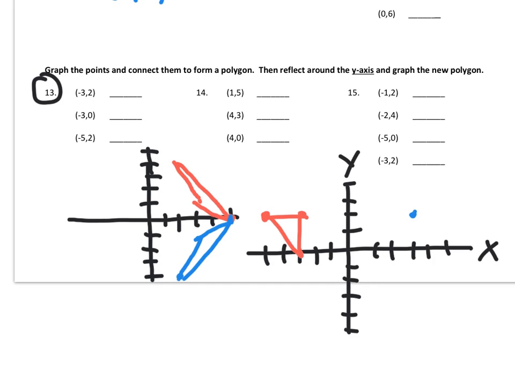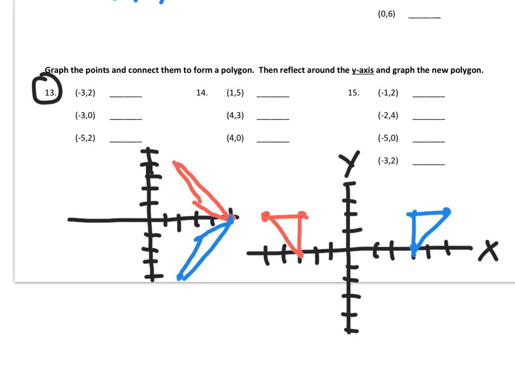-3, 0 is also 3 units away from the y-axis, so we need to put it 3 units away from the y-axis on this side. And finally, -5, 2 is 5 units away from the y-axis, so we need to put that one 5 units away from the y-axis. Now that we've got all 3 points, connect the dots, and we see that that is now a reflection over the y-axis.